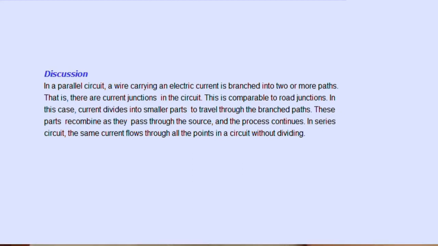In a series circuit, the same current flows through all the points in the circuit without dividing.